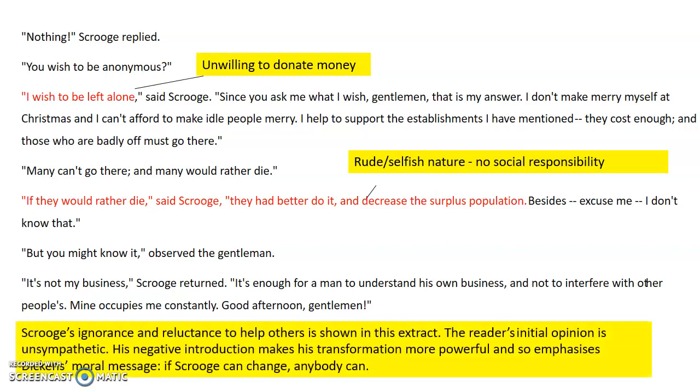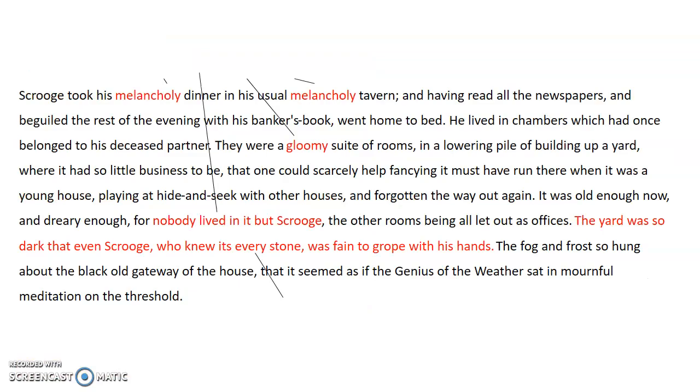It's really important though, and this is one of your key facts, Scrooge has got to be introduced as the most horrible person. We have got to be unsympathetic for him. We've got to be aware of his ignorance and his reluctance to change. And the reason why Dickens does this is to make his transformation more powerful. What Dickens is saying is, if someone as mean as Scrooge can change, anybody can. There's hope for society and we'll all live happily ever after.